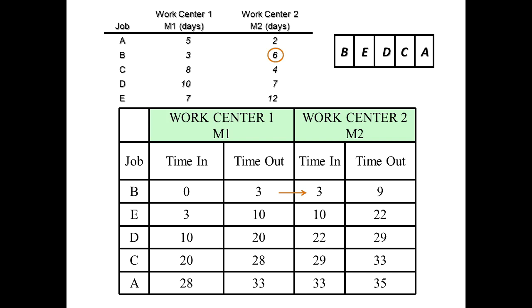For job E, even though it can be started on work center 2 at day 9, it is still being carried out at work center 1, so it will be started on day 10 instead. For job D, even though it has already left work center 1 at day 20, work center 2 is still being used for job E, so it will be started at day 22 instead. The same goes for job C. For job A, the time is the same, so it will start at day 33 and end at day 35.